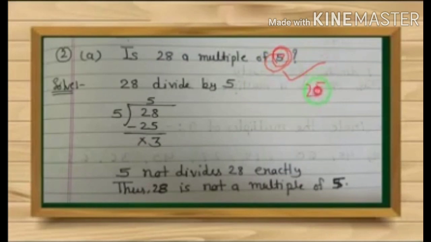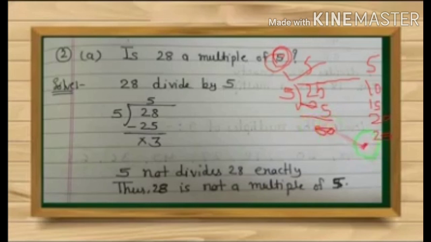So if the given number is there in the table of 5, then the given number is exactly divisible by 5. Suppose we have taken the number 25. 25 is the fifth multiple of 5. See, 5 ones are 5, 5 twos are 10, 5 threes are 15, 5 fours are 20, 5 fives are 25. Means we divide 25 by 5, we get remainder 0.